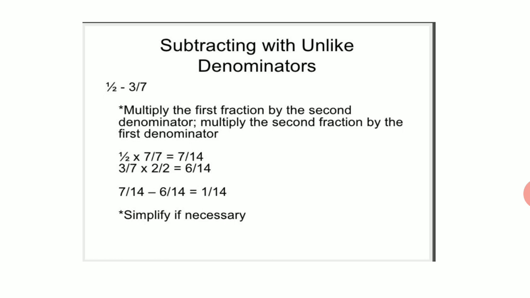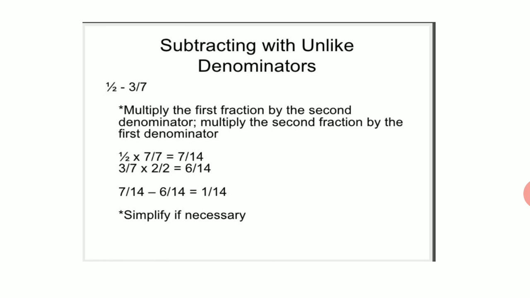Suppose we have taken a fraction 1 by 2 minus 3 by 7. These are unlike fractions. So how do we do it? The rule remains the same: multiplication of the first fraction with the second denominator and the multiplication of the second fraction with the first denominator. Multiply the first fraction by the second denominator and multiply the second fraction by the first denominator.